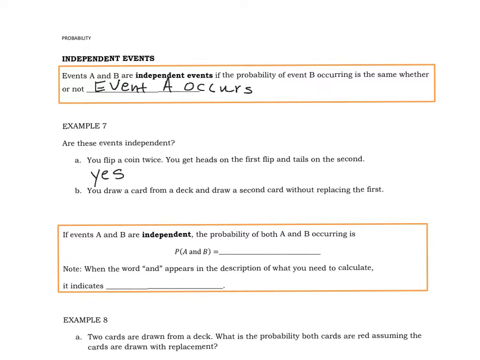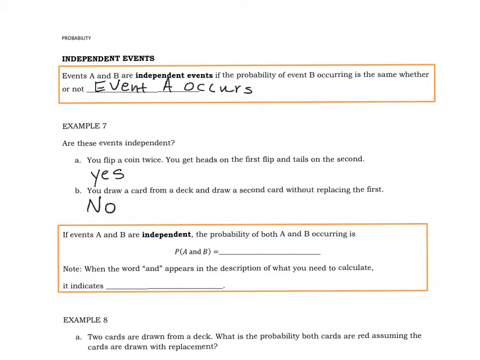You draw a card from a deck and draw a second card without replacing the first. That is not independent, and the reason is this. When you don't put that card back, it's going to change the probability for the second one because it's not out of 52 anymore, is it? Probability is now out of 51. And if you're drawing the same suit or something like that, there would be fewer of that kind left as well. So the probability would change. So no, not independent.